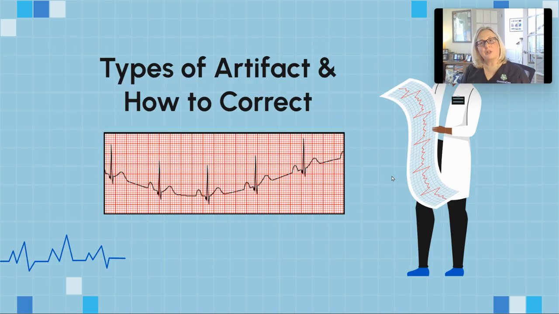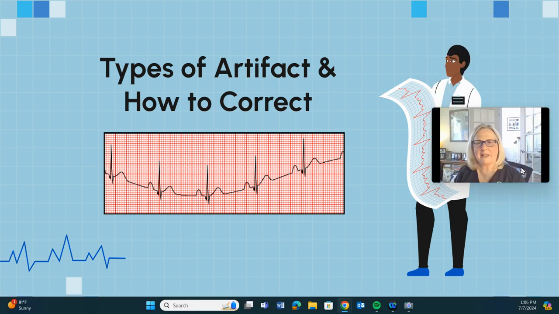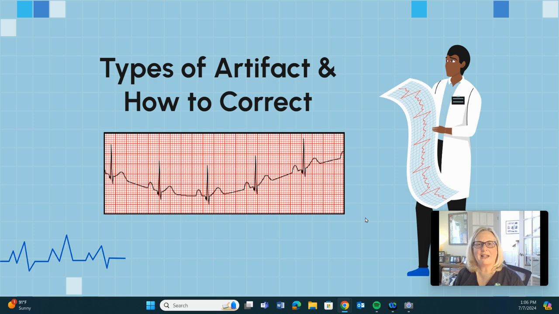All right, so we're going to get into what's called artifact. Artifact is actually something that happens on an EKG quite regularly, but you guys need to know how to fix it, because what it does is it makes the EKG look not normal, and it can be mistaken for different arrhythmias and stuff that they might have. So we're going to get into 3 different types of artifact. We're going to get into those right now.